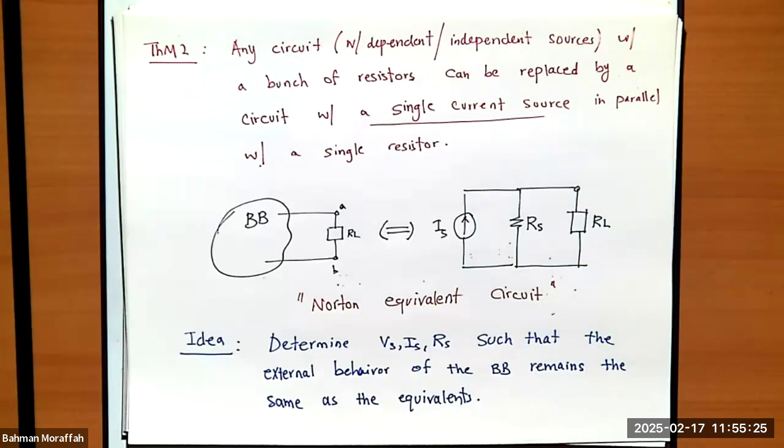As soon as I know the external behavior, as soon as I can determine that VS, IS, or RS, I can throw out the black box, and I can only work with this circuit. And now I can answer all the questions about RL without having to go back to the original circuit and try to solve for those things, right? So that's pretty neat. That's pretty nice, right? But the question is how? How can we do that?